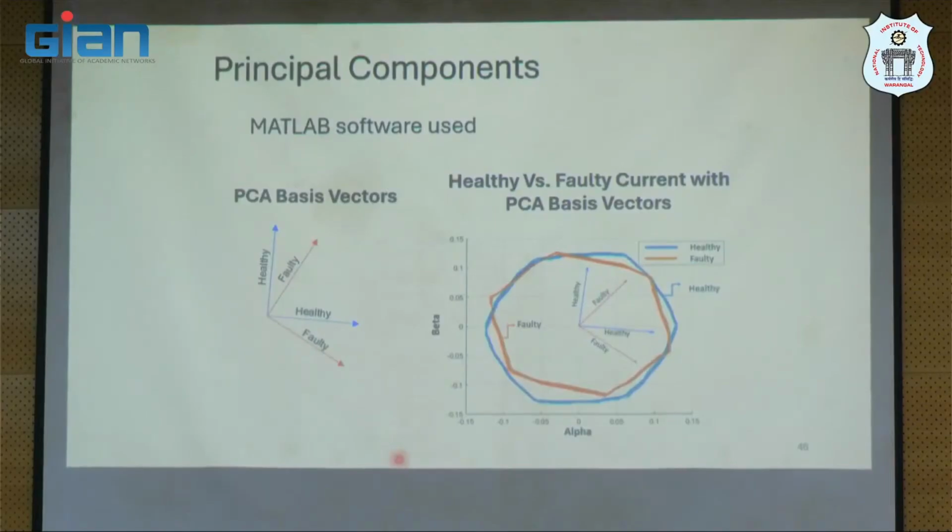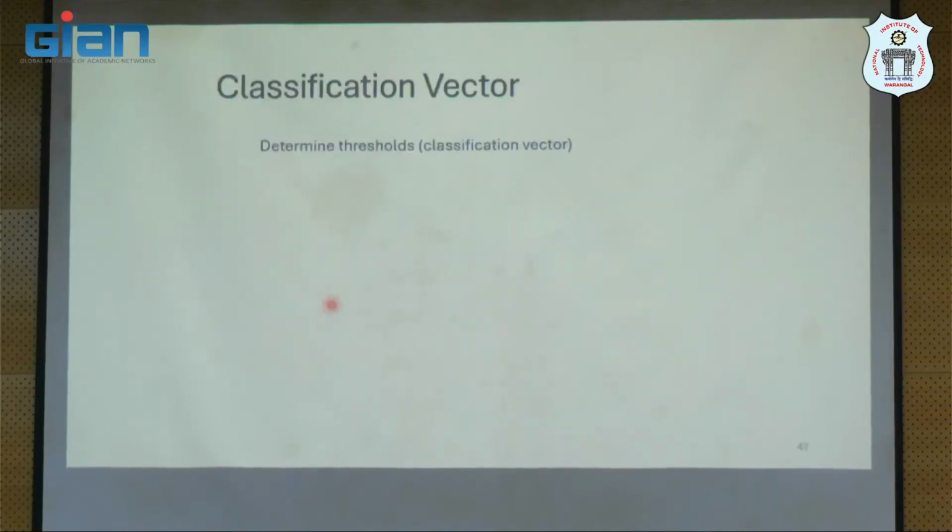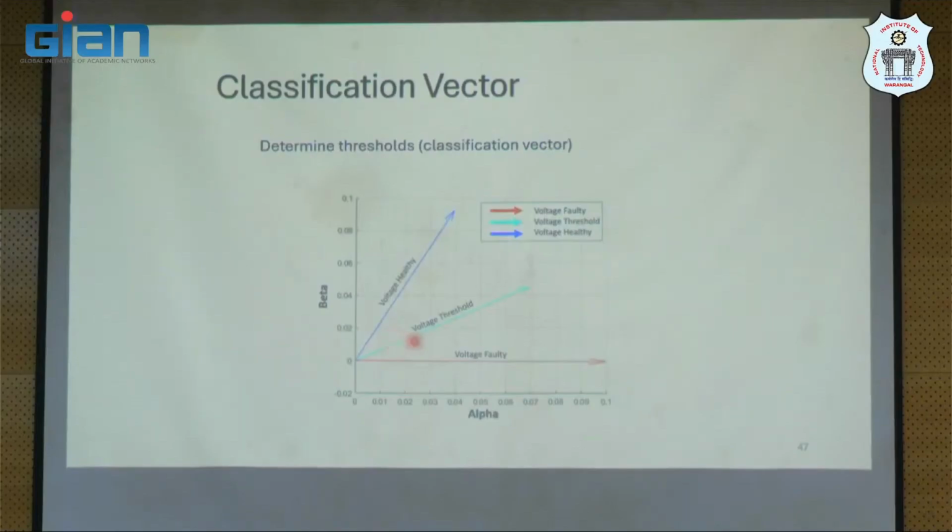So what I can do is I can define a threshold vector, which is basically a vector in between healthy and faulty. And I can say that if the value is below threshold, it is faulty. If the value is above threshold, it is healthy. So classification becomes very easy.